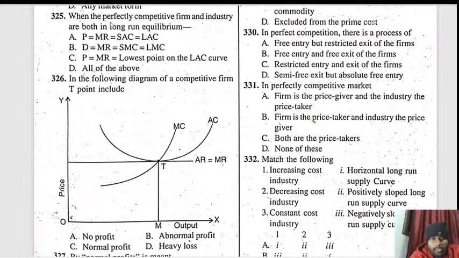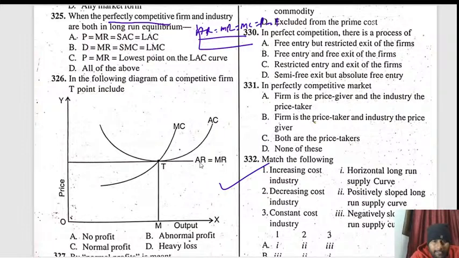So here the question is talking about a perfectly competitive market. In a perfectly competitive market, AR equals MR equals MC equals price equals demand curve. So here P equals... the perfectly competitive firm and industry are both in long run equilibrium. So for long run equilibrium, the diagram is already given here, so we'll go with this diagram only. This is the diagram of perfect competition.